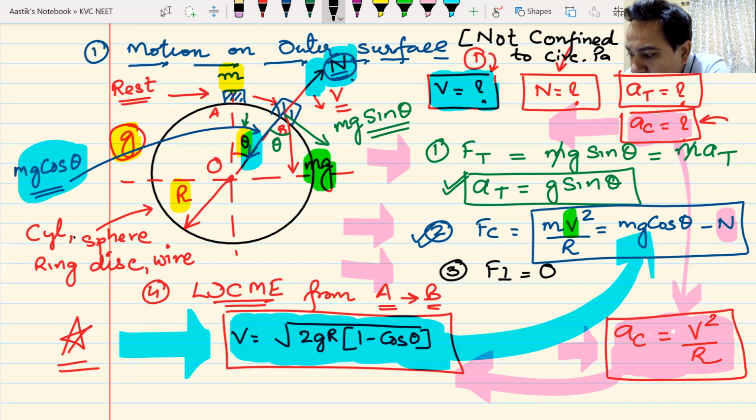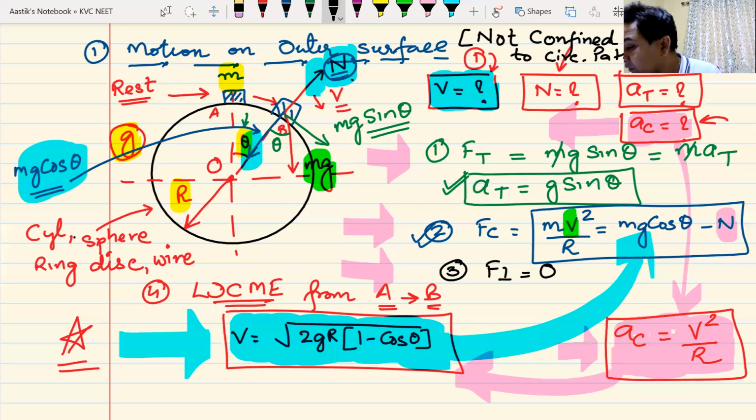I hope you understand the meaning of this thing. I have already told you this is not confined to circular path. That means it is not attached to the circular path. It can very well leave the circular path. If it is confined to a circular path like your roller coaster, the motion is similar, but something changes. And I'll try to make you understand what changes.